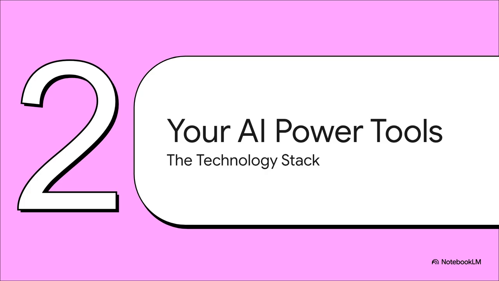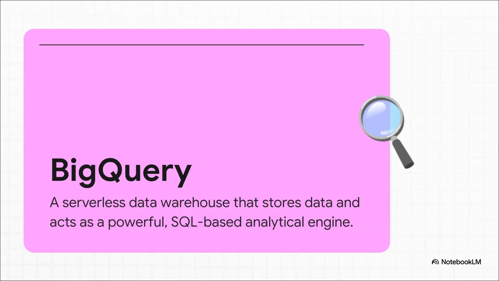Well, that brings us to section 2. Let's talk about the tech stack, or as I like to call them, your AI power tools. Okay, power tool number 1 is BigQuery. And you gotta think of it as way more than just a place to dump your data. It's a serverless data warehouse, sure, but it's also your central data library and a super high-speed analytical engine. It's the place that holds everything and the engine you use to make sense of it all.